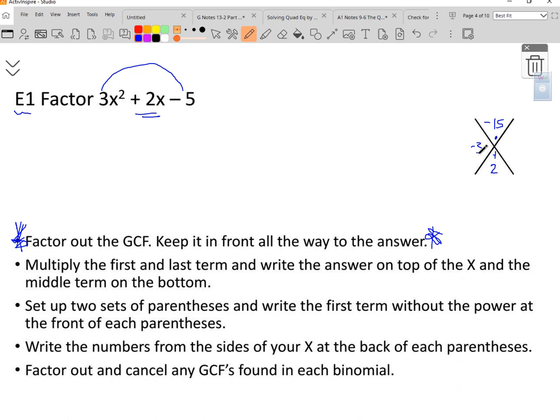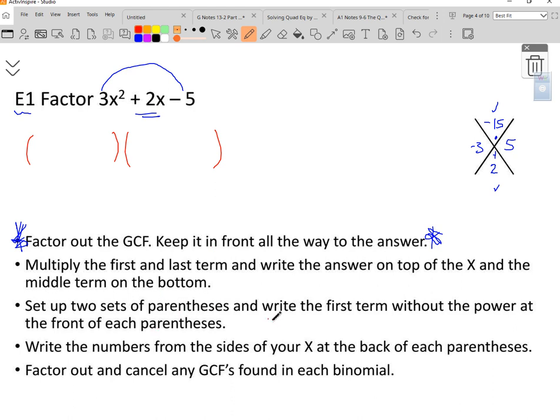Negative 3 and 5. Very good. So negative 3 times positive 5 will give me negative 15. Negative 3 plus 5 will give me positive 2. Alright, so the next thing that we're going to do is just give yourself 2 empty parentheses.